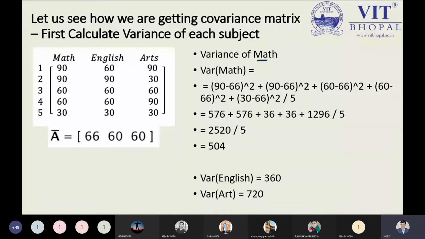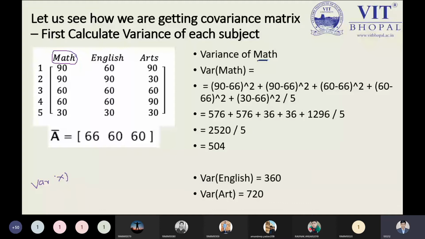So how are you getting the value? Listen, we are trying to get the covariance of the math subject, so first we need to calculate its variance. What is the variance and how can we get it? We got the mean. So what is the formula? I will tell you a simple formula for getting the variance: variance of x. x could be anything, like math, English, art.